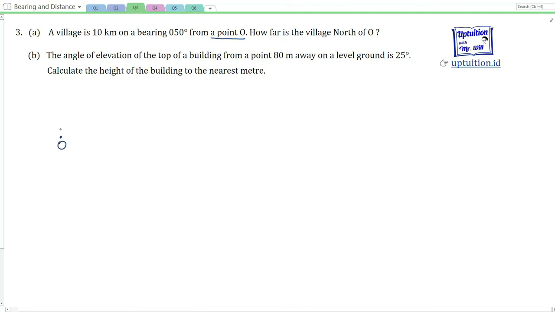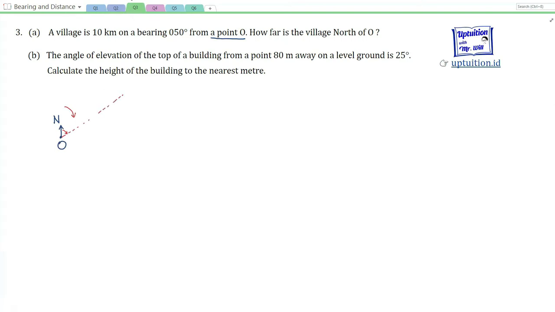So we're going to draw the north direction first, as usual. North is pointing up, and then it is at 50 degrees. It's always in a clockwise direction from the north. So taking north as the 0 degrees reference, you move clockwise as much as 50 degrees. So let's say maybe it's somewhere around here.